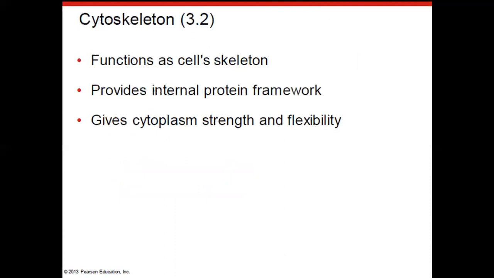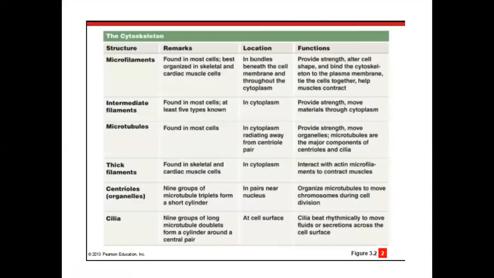The cytoskeleton, so we're going to go from that basic overview of what we talked about here and then go into some more detailed structures. Like the cytoskeleton provides an internal framework. It gives the cytoplasm strength and flexibility, and again can transport certain things throughout the cell. So there's a bunch of examples of cytoskeleton. So microfilaments, some locations and functions providing strength.